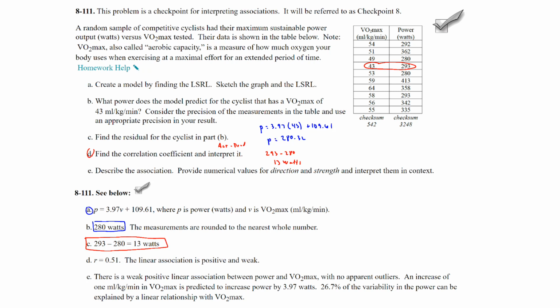D, find the correlation coefficient and interpret it. So remember, you find that on your calculator as well, and when you found it, it should have been 0.51, which means the linear association is positive, and it is weak because it's not close to 1. It's right in between 1 and 0, so definitely pretty weak on this one. We definitely would like it to be closer to 1 if we're looking at using this as a model.